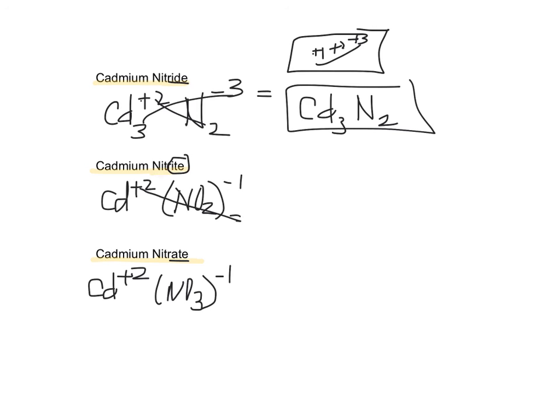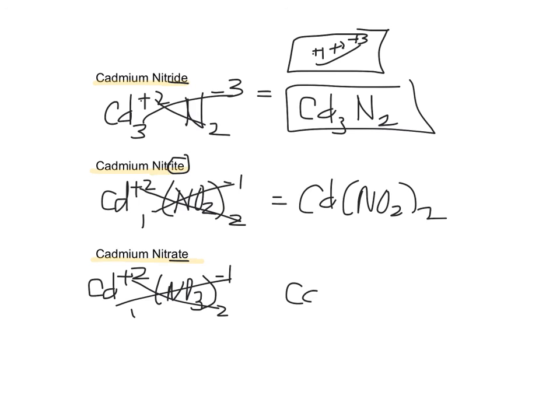+2, -1, drop the 1, drop the 2. We have 1 cadmium ion and 2 nitrite ions. And then similar, but subtly different, cadmium, and we need 2 nitrate ions.